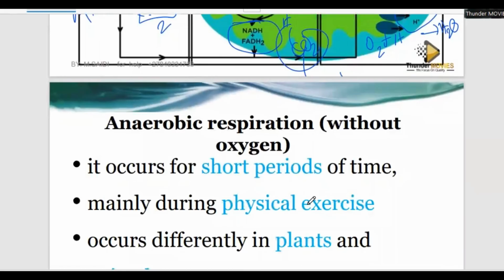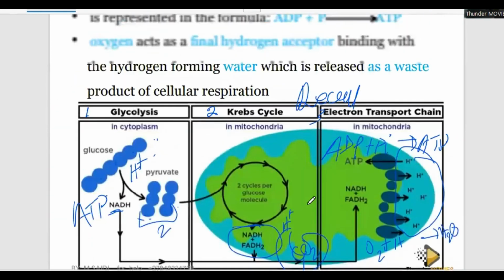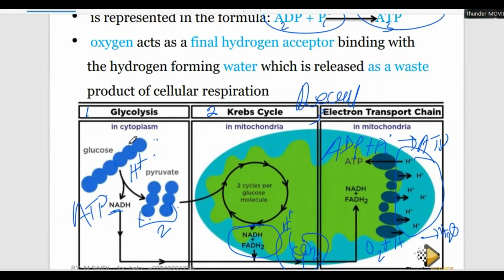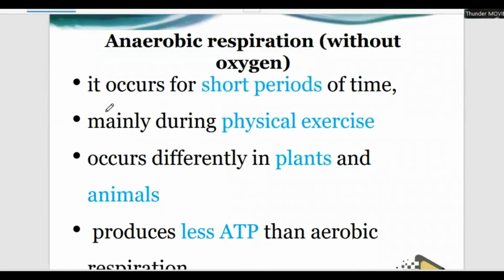Anaerobic respiration. Don't forget that anaerobic respiration occurs without oxygen. So it means that anaerobic respiration will only take place for glycolysis. It doesn't have Krebs cycle, doesn't have oxidative phosphorylation. It occurs for a short period of time and only basically in animals during the emergency period, mainly during physical exercises. Remember, you use the oxygen, for example, when you are running. At the beginning, you run, you get exhausted, and then you open the mouth. Even if you open it more, the oxygen cannot be enough because you are using this oxygen vigorously.